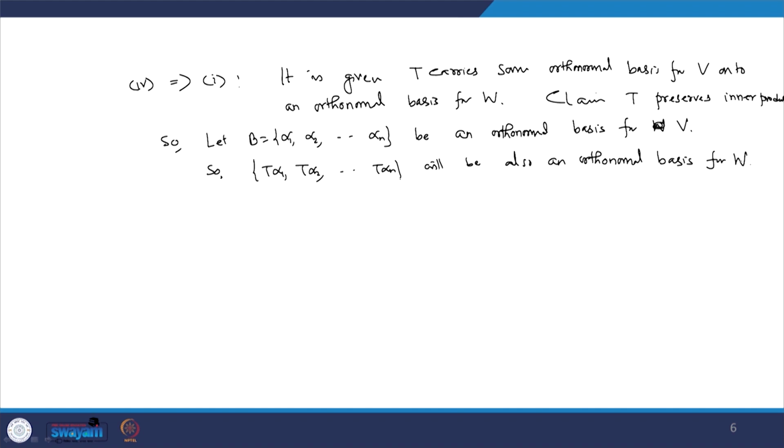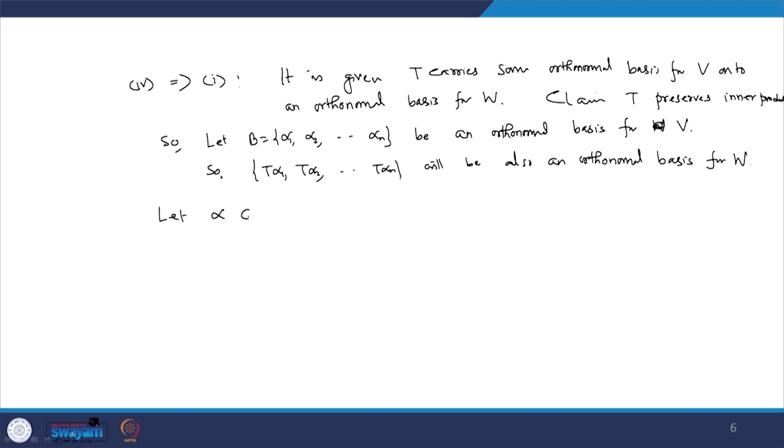I have to show that for any two vectors alpha and beta belonging to V, inner product of alpha and beta must be equal to inner product of T alpha and T beta. Let alpha belong to V and alpha equal sigma x_i alpha_i, i equal to 1 to n, where x_i are scalars belonging to the corresponding field, and beta equal to sigma y_i alpha_i, i equal to 1 to n, also belonging to V.